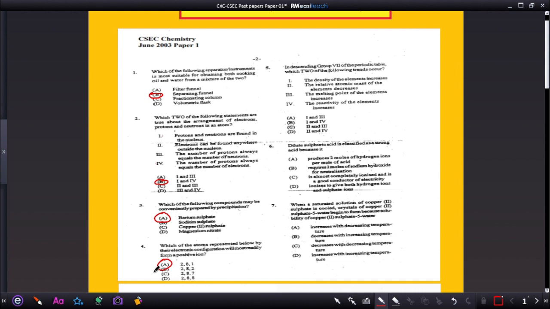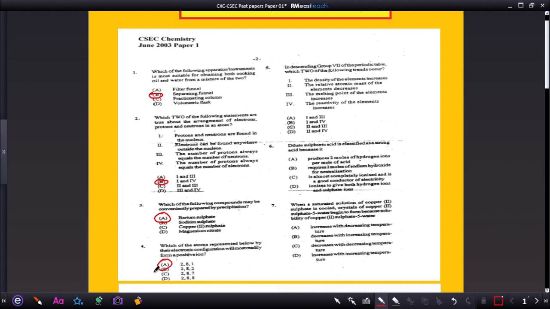Question 5. In descending group 7 of the periodic table, which two of the following trends occur? 1, the density of the elements increases. 2, the relative atomic mass of the elements decreases. 3, the melting point of the elements increases. 4, the reactivity of the elements increases. Group 7 is the halogens, starting from fluorine down to iodine, which is what we are accustomed to. Those are the elements that we look at for the CSEC level.